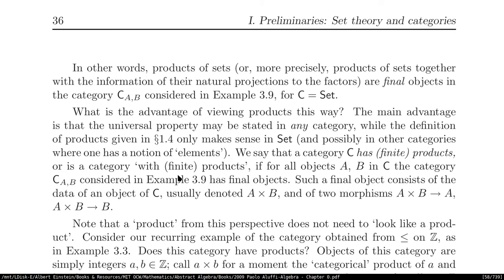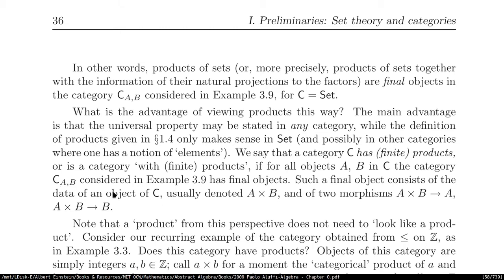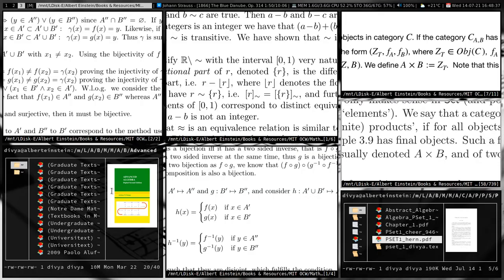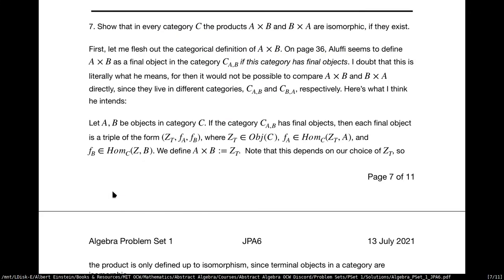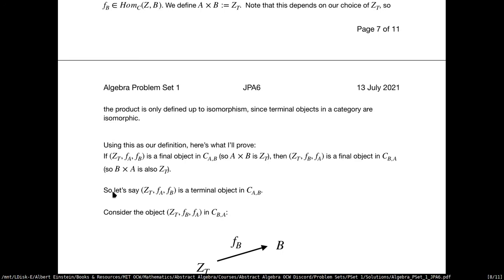So here he actually defines it. We see that a category C has finite products, or products, if for all objects A, B from C, the category C_AB has final objects. But he did this only for sets, only when C is the set category. So now JPA's solution makes much more sense because he's doing it in a very general way, and kudos to him.